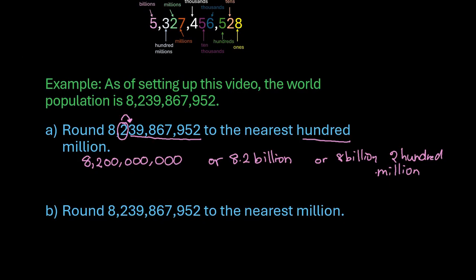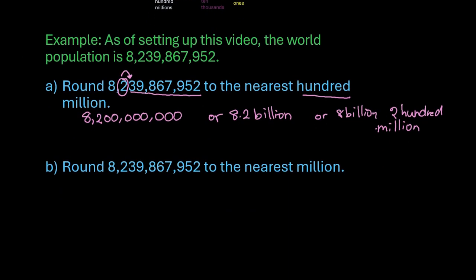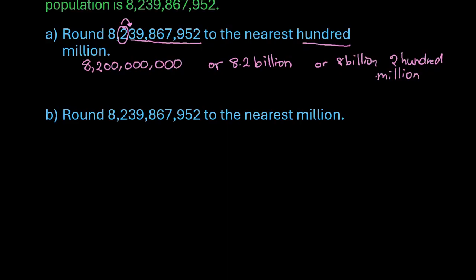All right, so let's look at another example, just to make sure that you understand the rules. So round 8,239,867,952. This time we're going to round to the nearest million. So we're going to look at this value right here. This is my millions value, and we're going to look to the right of it. Since 8 is greater than 5, we do have to go up by one number here.